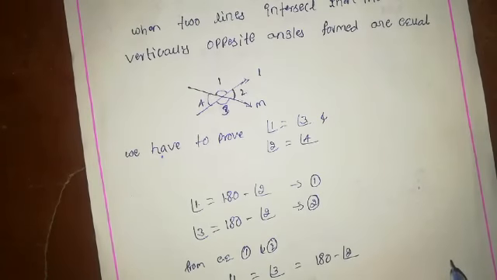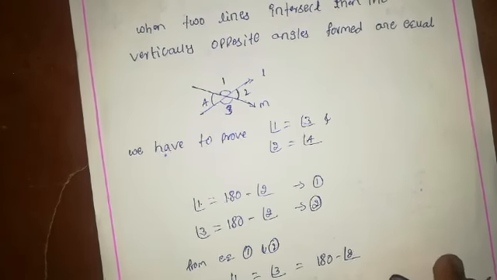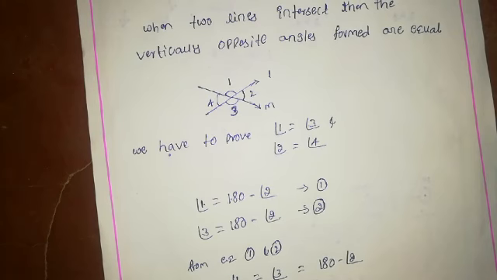Okay students, in this class we learnt about adjacent angles and vertically opposite angles. In the next class we will learn about pairs of lines. Thank you.